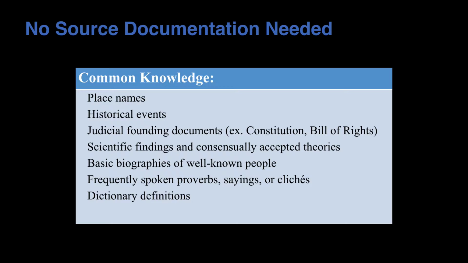which the items on this list typically are. So you've got place names, historical events, founding documents, scientific findings and theories, basic biographies of well-known famous people, frequently spoken proverbs, sayings, or cliches, and dictionary definitions. Encyclopedia references can also be included on this list because that's where you will find a lot of this common knowledge information.